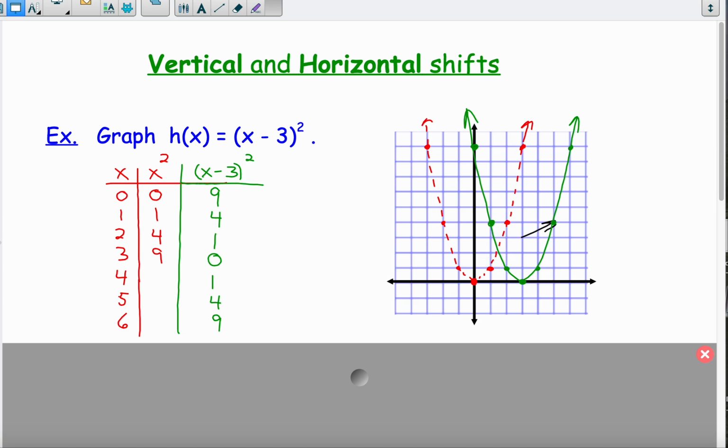This point here, 3 units to the right. This point here, 3 to the right. This point here, 3 to the right. So my original graph, y equal x squared, by doing x minus 3, moves everything 3 units to the right. Because what used to happen when x was 0, now is going to happen when x is 3. When x is 0, I got 0. Now when x is 3, my new function gives me 0.